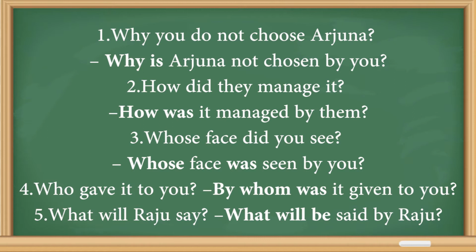Auxiliary verbs do, does and did, they are all removed, and instead we are using the correct form of be. Please concentrate on this. Whose face did you see? Whose face was seen by you? See, the WH word is retained. See, do, does, did are removed, and instead the auxiliary verb, that is forms of to be, are used. The rest of the things are known to you, that is using by and all.